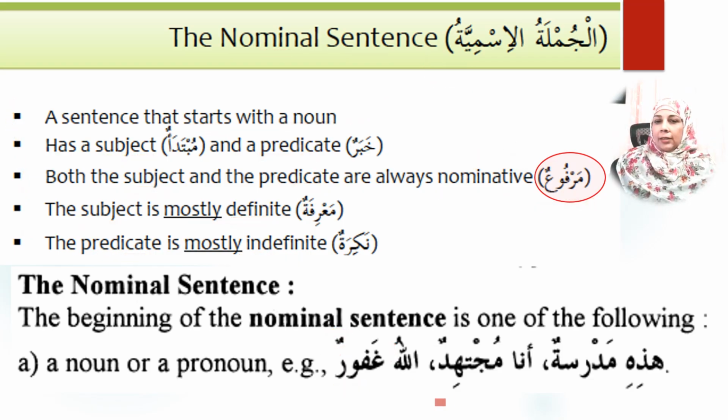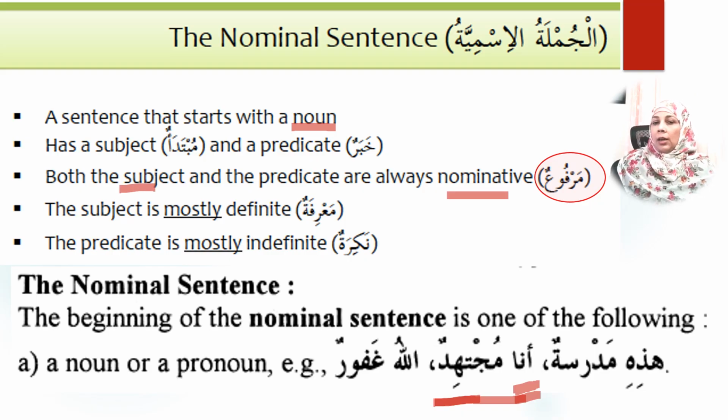Now we take the second sentence: Ana mujtahidun. It means I am hardworking. Let's go over the facts again. A nominal sentence is one that starts with a noun. Here it starts with a pronoun. Pronouns are substitutes for nouns. So this is ana, the pronoun. The mubtada is ana and the khabar is mujtahidun. We also noted that both the subject and the predicate are nominative.